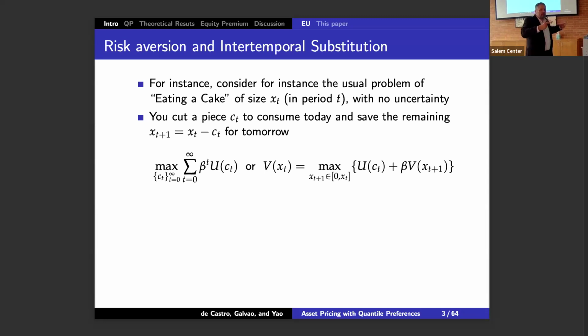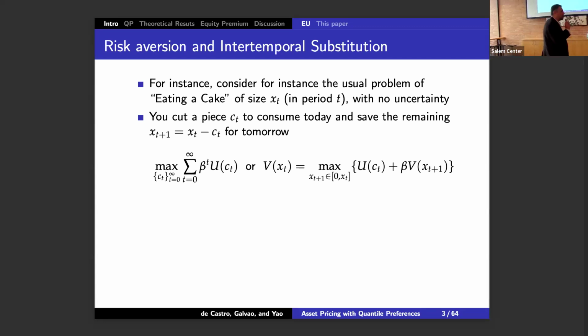But consumption tomorrow is valued less than consumption today, discounted by the factor beta to the t. This is the way you plan the consumption of the cake through time, because you plan how big the slices you cut are every period. You can either write it in this way, or you can write it in the recursive form. The recursive form is important, because it is what is used and is very useful from now on.